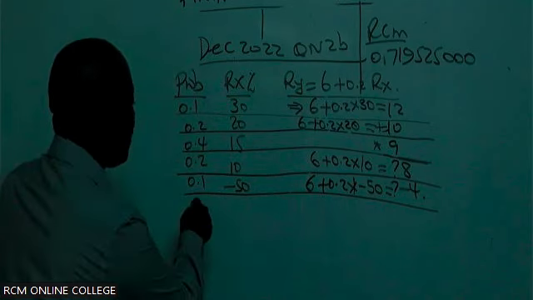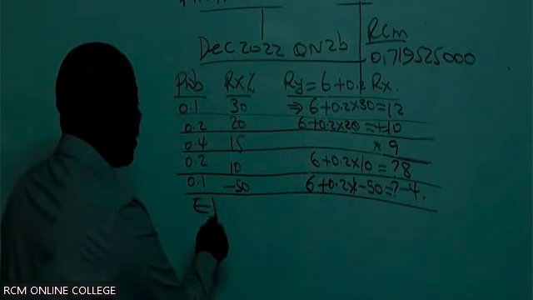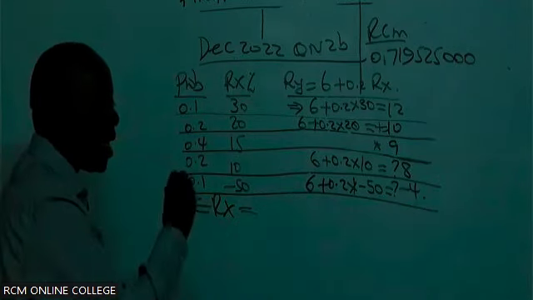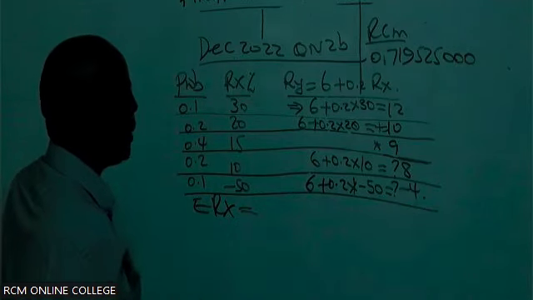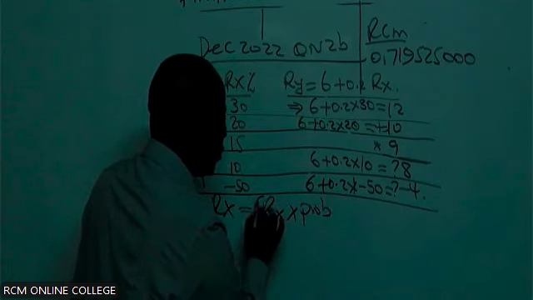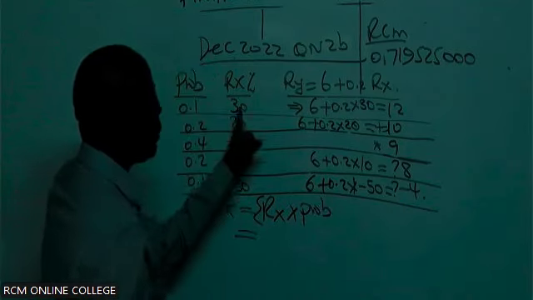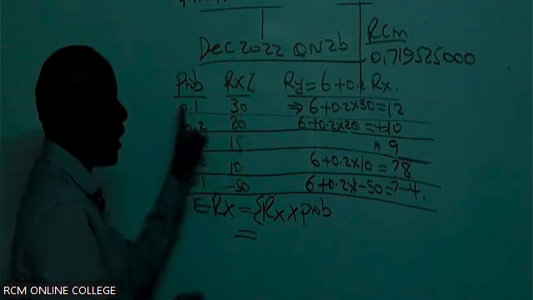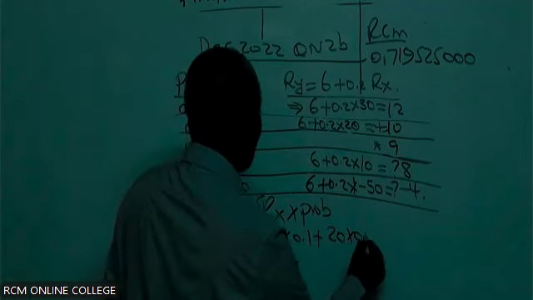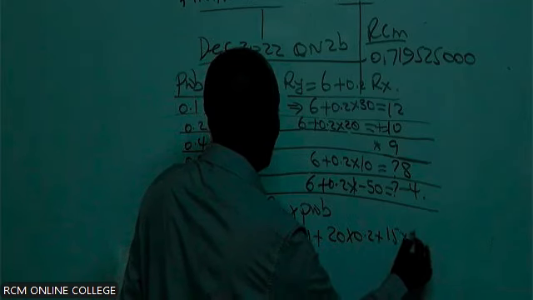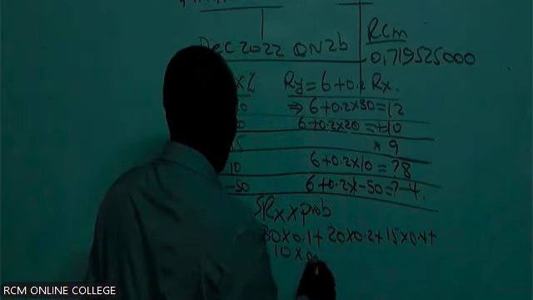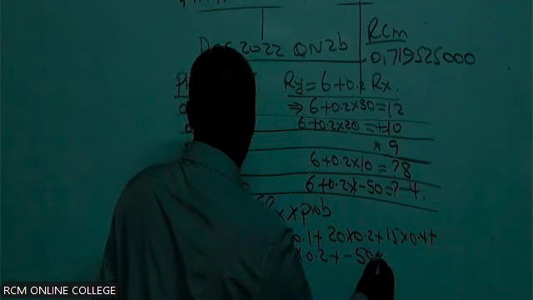So go ahead and give me the expected return of X. How do we get the expected return? It's very easy. You take the actual returns of X times the corresponding probabilities and sum. So 30 times 0.1 plus 20 times 0.2 plus 15 times 0.4 plus 10 times 0.2 plus minus 50 times 0.1.